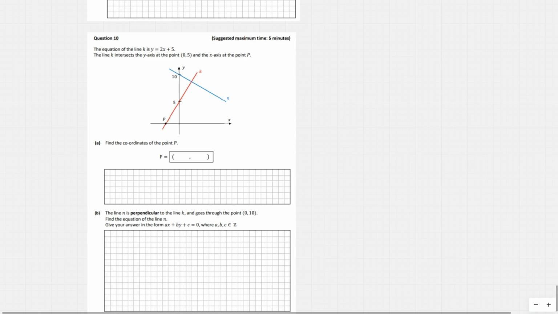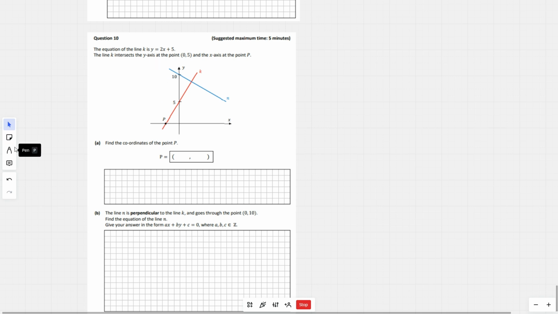The equation of the line k is y = 2x + 5. The line k intersects the y-axis at the point (0, 5) and the x-axis at the point P. Find the coordinates of the point P.